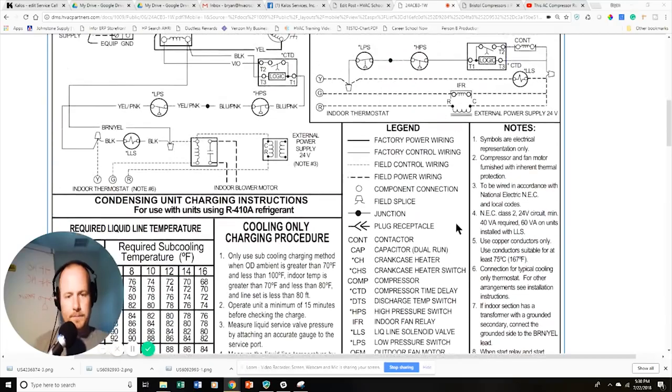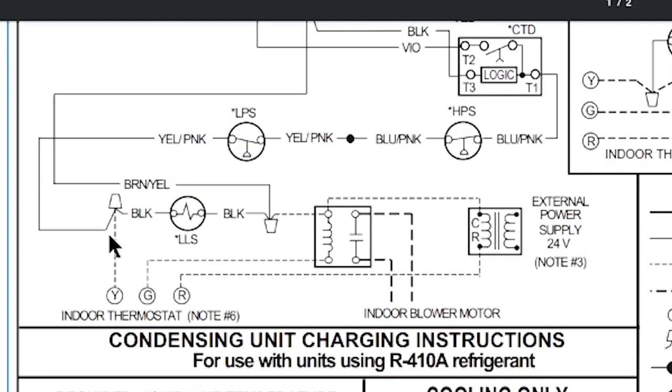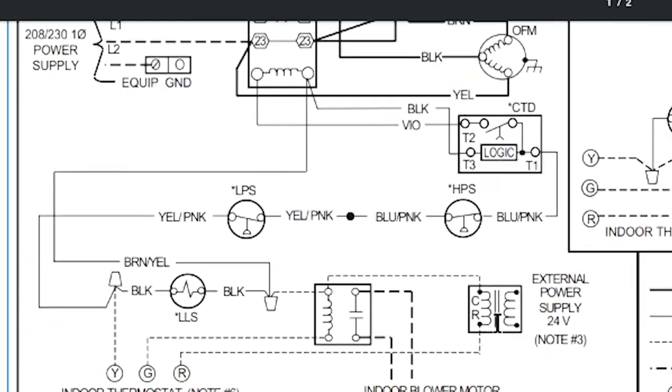And then if you go in here, component connection, field splice, this would be something that you actually make in the field with a wire nut. And so here you can see the Y wire coming up and connecting to a wire nut. That's where you're going to see these nuts, where you actually have to make a field connection. So even here, if you have to use an external power supply, you would have to connect that yourself. And that's what they're showing here.